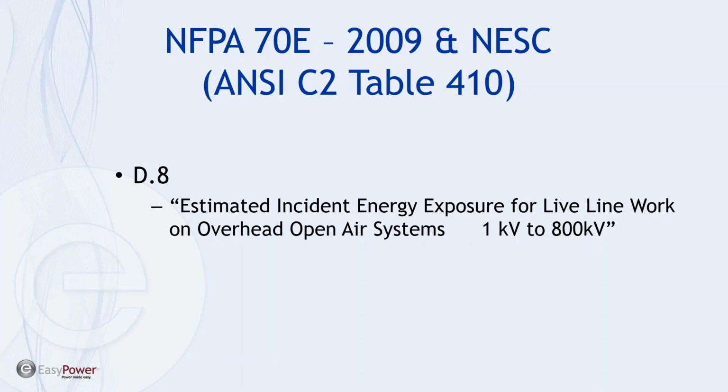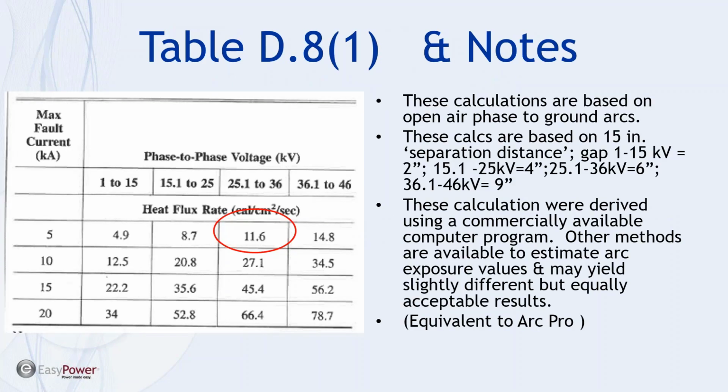So what we're talking about here is a single line to ground and an open air. Now these tables, as published in NFPA 70E 2009, this is a reprint of table D8 number 1, specifically had these notes. And what it describes is these calculations are based on open air phase to ground arcs, and they have specific dimensions for the working distance.